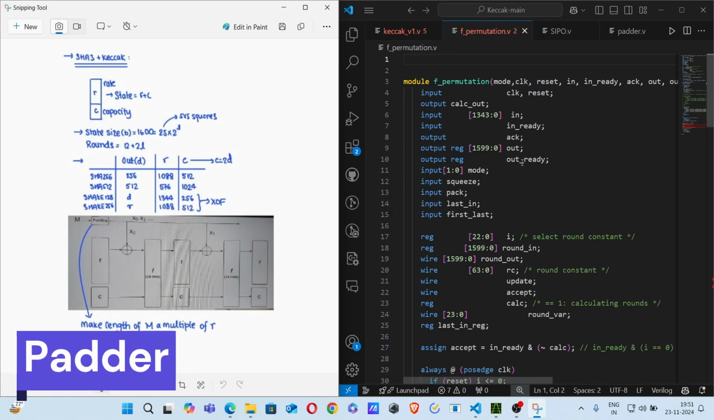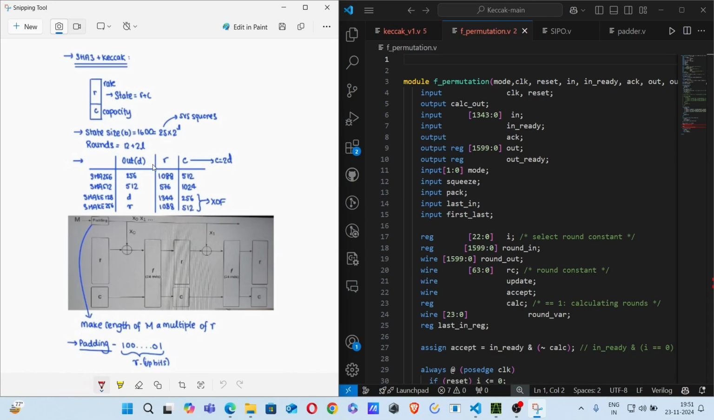Explain about the padder module now. Before we go into the padder module, initially let's look into a bit of theory about this SHA-3 algorithm. The SHA-3 algorithm specifies four particular variants of the algorithm: SHA-256, SHA-512, Shake-128, and Shake-256. The Shake algorithms are known as XOF, for extendable output functions. Essentially, these can squeeze out multiple outputs as long as outputs are required further.